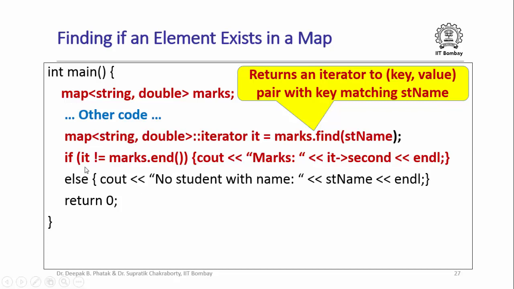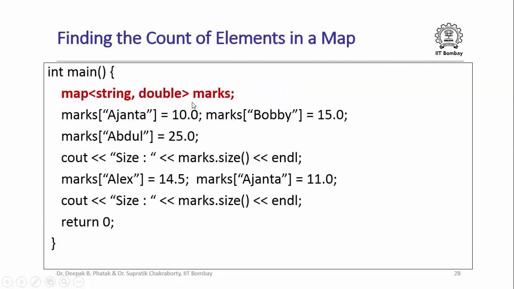So if the iterator that is returned by marks.find(stname) is not equal to marks.end, it means that I have actually found a key value pair with key matching stname. So I can then print out the marks as it->second. Otherwise, I can say that there is no student with the name stname. How do I find how many elements there are in a map?